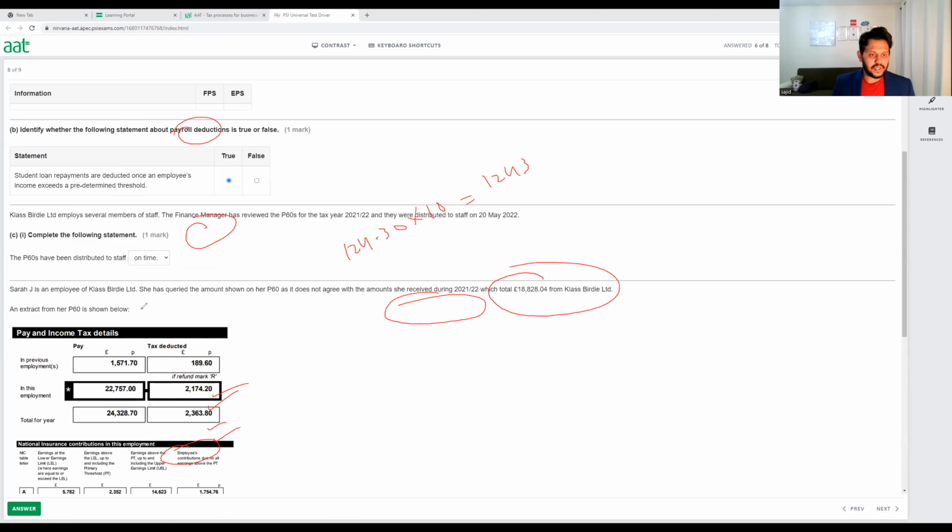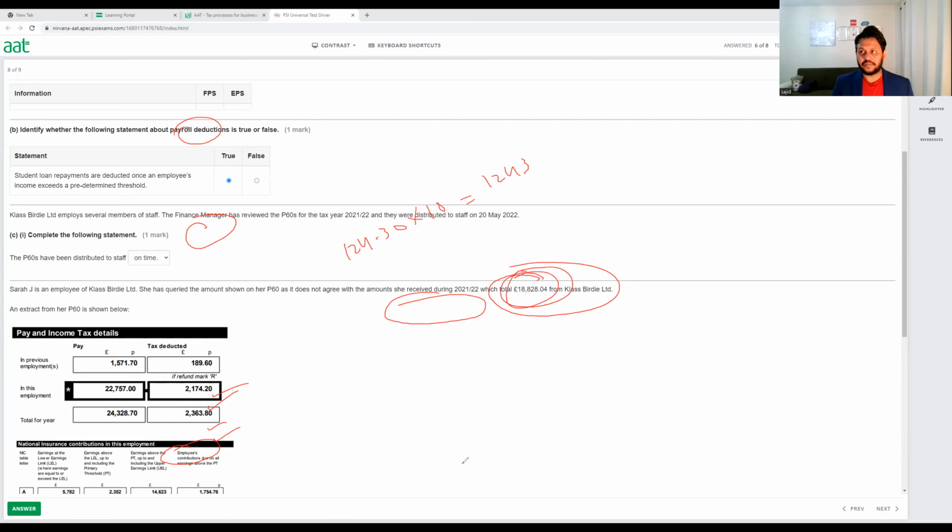here. And that's why I say the total amount on the P60 does not agree with the amount she received during the year, which is this amount, 18,000. So the P60 is saying you are earning this amount, but actually you receive 18,000. This is the explanation for that.